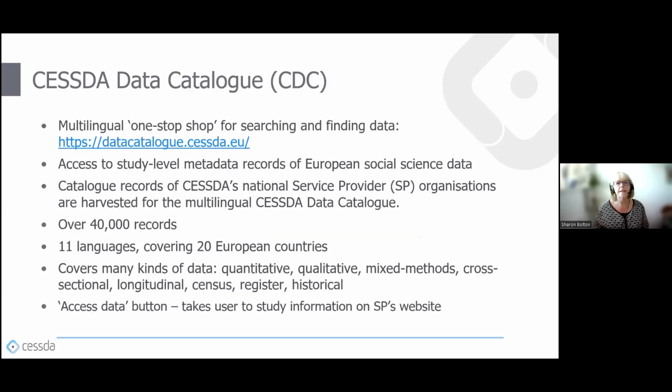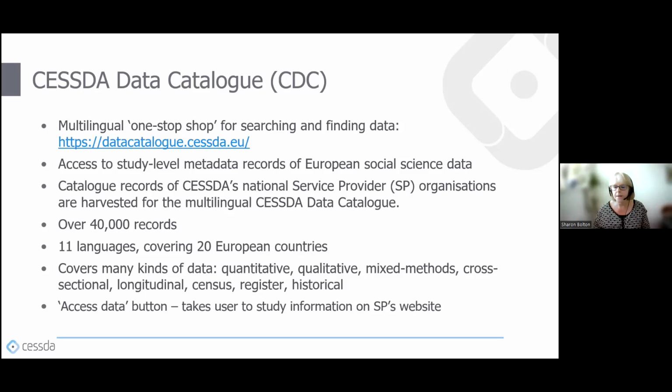Okay, so the CESSDA Data Catalogue is effectively a portal. It's a one-stop shop, intended for searching and finding data, and you can see it hosted on the CESSDA website there. I won't follow any links today just because of time constraints, but all the presentations will be available after the event. Basically, the CDC provides access to the study level metadata records of European social science data. So it's the catalogue records of CESSDA's national service provider organisations, and those are harvested for the CDC. It currently contains over 40,000 records, and it's in 11 languages and covers 20 of the 22 European countries.